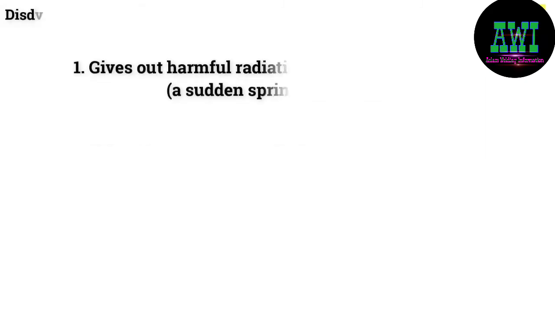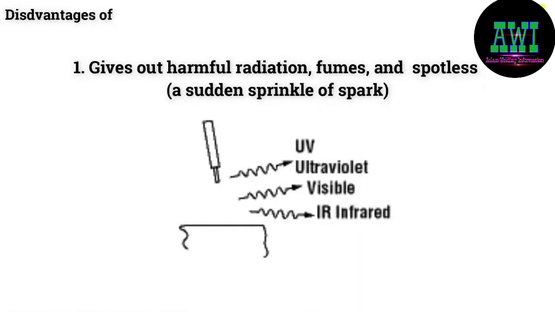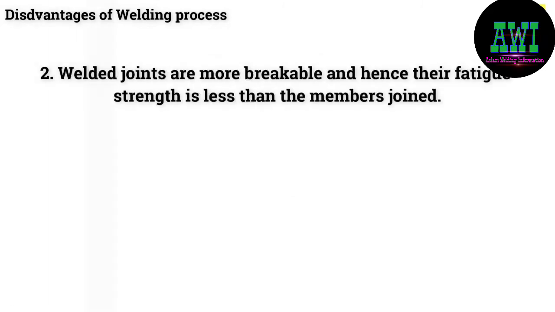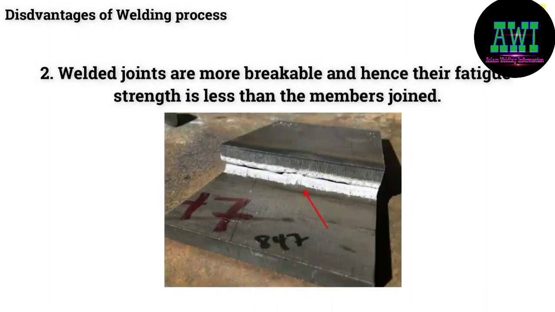Disadvantages of the welding process. Number 1. It gives out harmful radiation, fumes, and spatter, which is a sudden sprinkle of sparks. 2. Welded joints are more brittle and hence their fatigue strength is less than the member's joint. 3. Results in distortion and induces internal stresses.